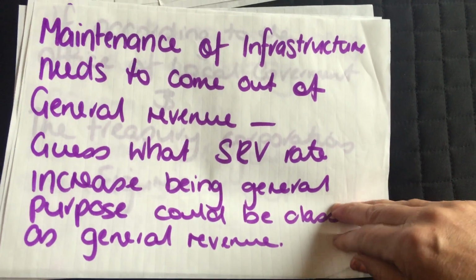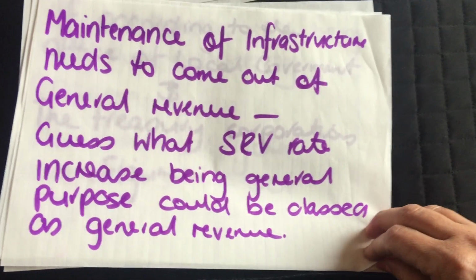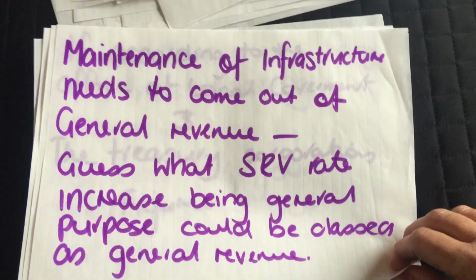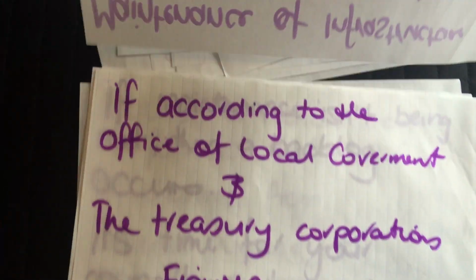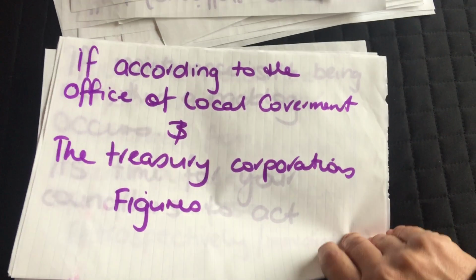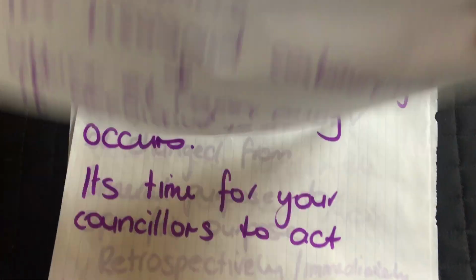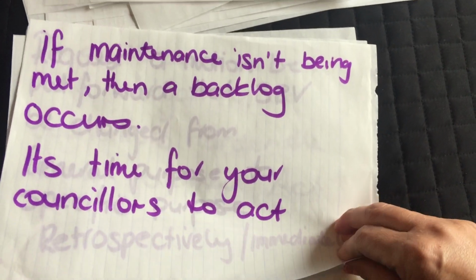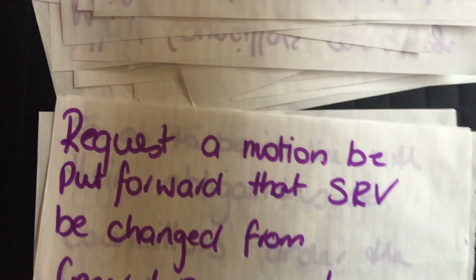Maintenance of infrastructure needs to come out of general revenue. Guess what? The SRV rate increase being general purpose could be used as general revenue or could be classed as general revenue. If according to the Office of Local Government and the Treasury Corporation's figures, if maintenance isn't being met, then a backlog occurs. It's time for your councillors to act.